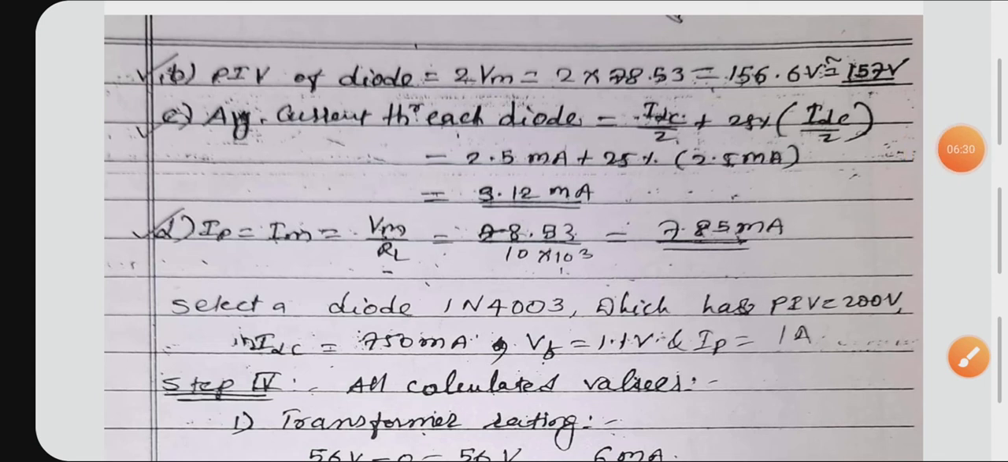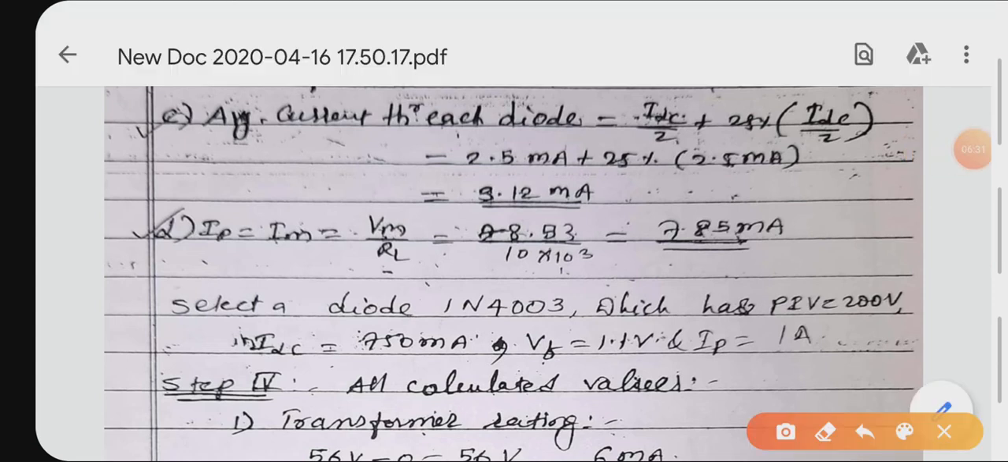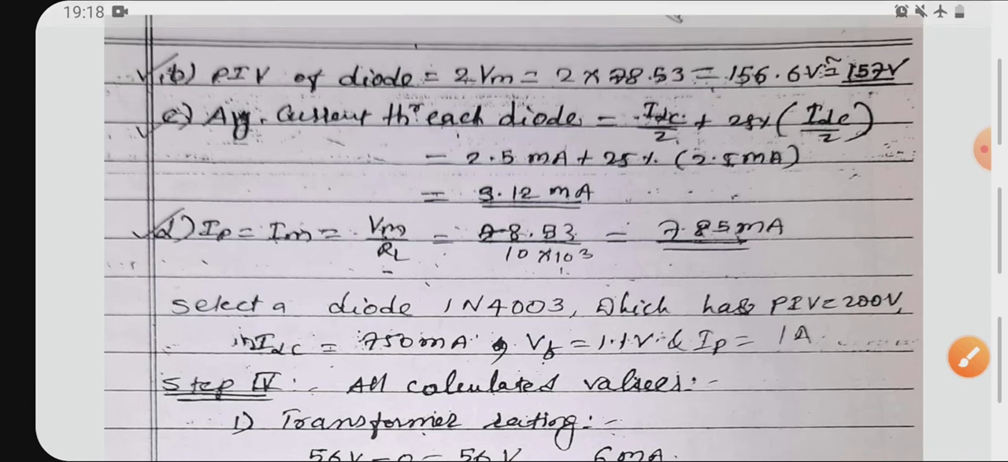Okay, so here 157 volt, you have rounded off to its highest value. Average current through the diode is IDC by 2 plus 25% of IDC by 2, so you will get it as 3.12, and IP. These four parameters you have to calculate: IDC, PIV, I average and IP for selection of diode, and based on this you can select the diode as 1N4003.